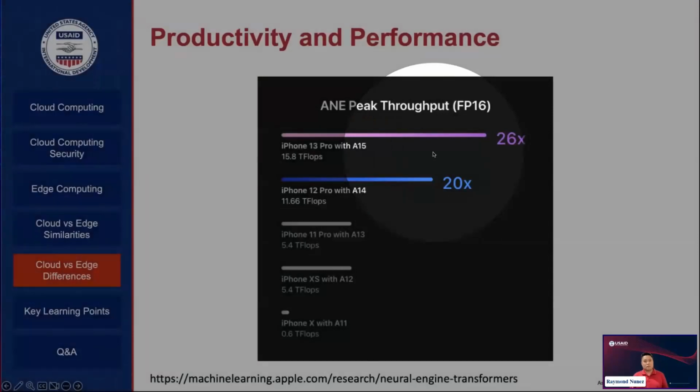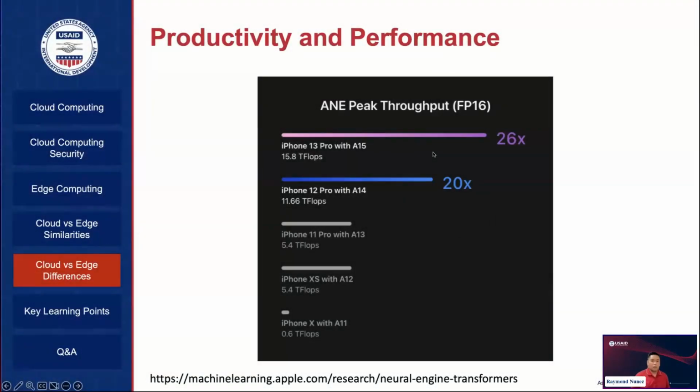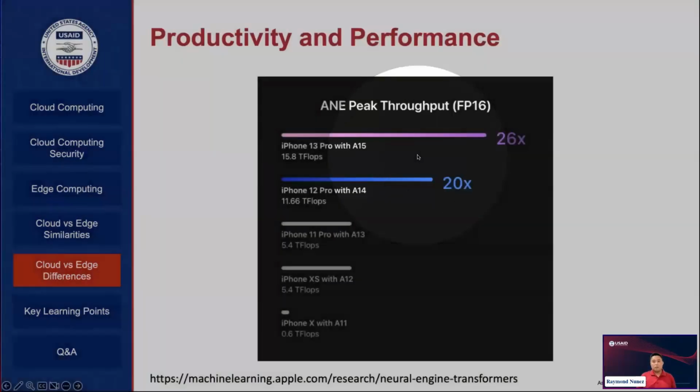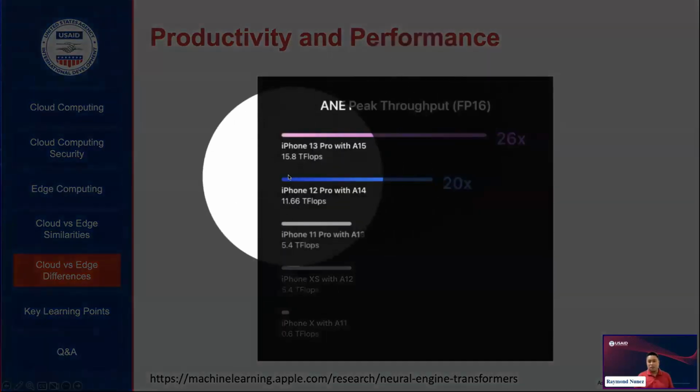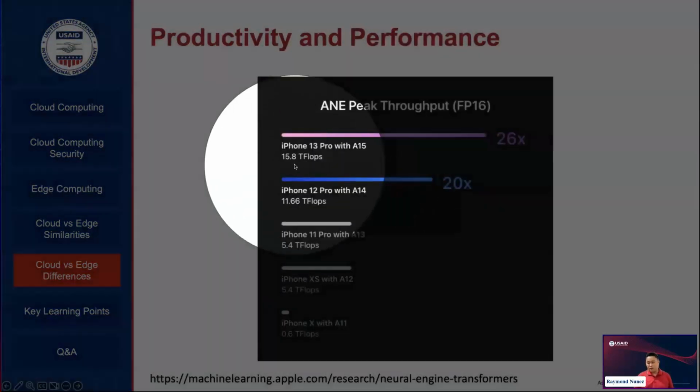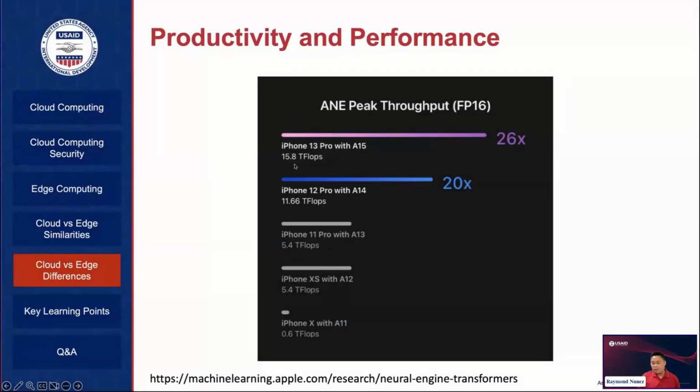It's times 26 sa iPhone 13 Pro with A15. I think yung iPhone 14 has around 10 to 15% improvement from this one. But this is the neural engine peak throughput, no? So Apple neural engine peak throughput on how much data they could compute. Again, 15.8 teraflops. This is supercomputing level, no? Maybe 10, 15 years back, no?